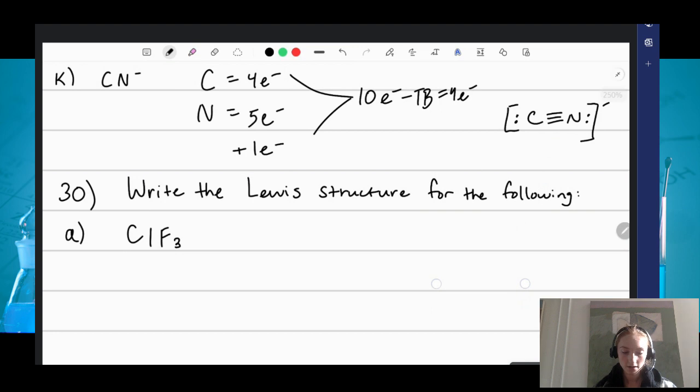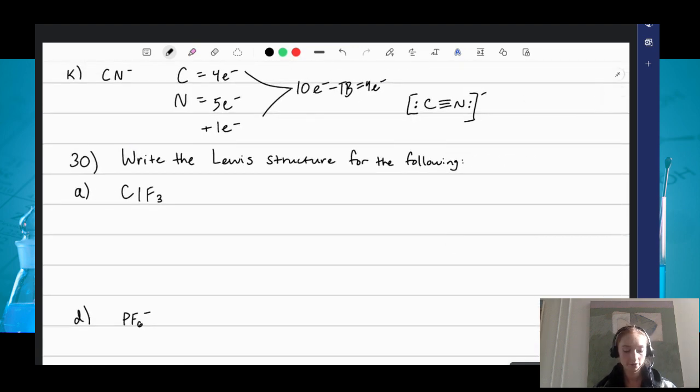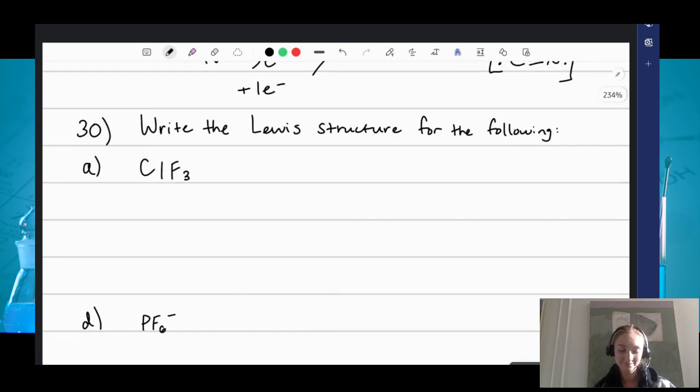Awesome. Let's move on to question 30. This is going to be our last question of the day until next week. And we are going to do the Lewis structures of these 2 different compounds. And so now we're not just working with 2 different atoms anymore.